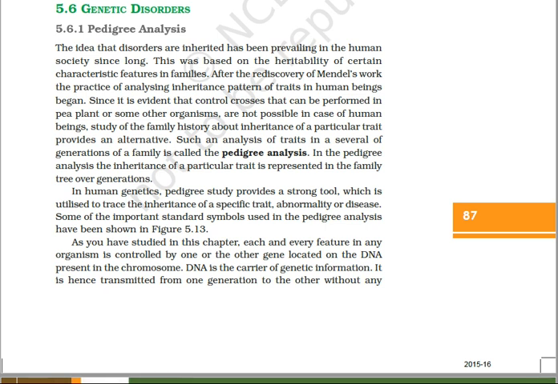I repeat, in all such cases, to study the inheritance of a trait, the pedigree analysis is done, where information about the family is collected and assembled like a family tree.